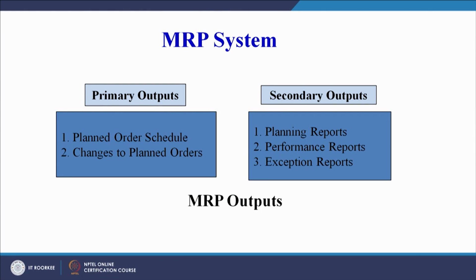But apart from the primary output, we will definitely get secondary outputs also, which will be the planning reports and the performance reports. The performance reports may include what was planned, what was actually executed, what the difference was, whether that difference is acceptable, or if it is not acceptable, what the reasons for those differences are. All that will come in the performance report. And then there may be an exception report, showing if certain exceptions have been made in the planned order schedule and why they were made. So those reports will also be outputs.